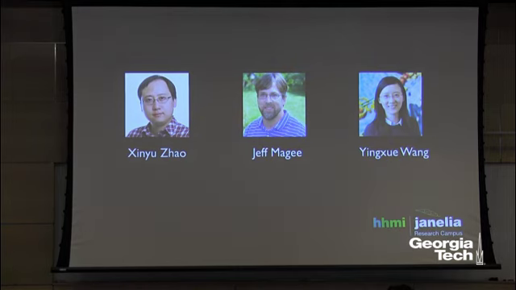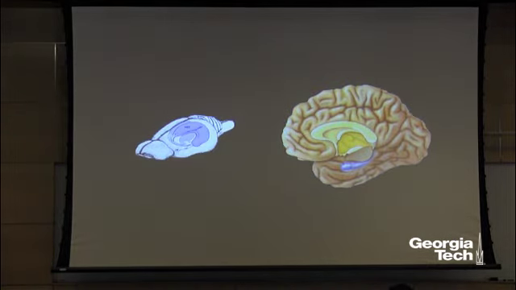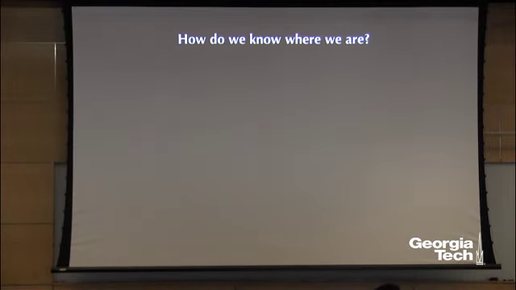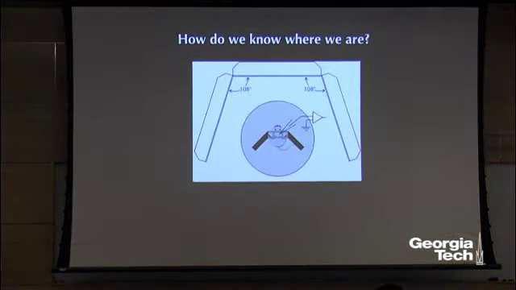I'm going to talk about this work that was done by a postdoc, Xinyu Xiao, and this is part of a collaboration with Jeff McGee's lab. And Ying-Shui Wang was a postdoc at Jeff McGee's lab, and she contributed also. Okay, so again, hippocampus is involved in spatial memory. And we want to try to understand how the hippocampus knows where we are.